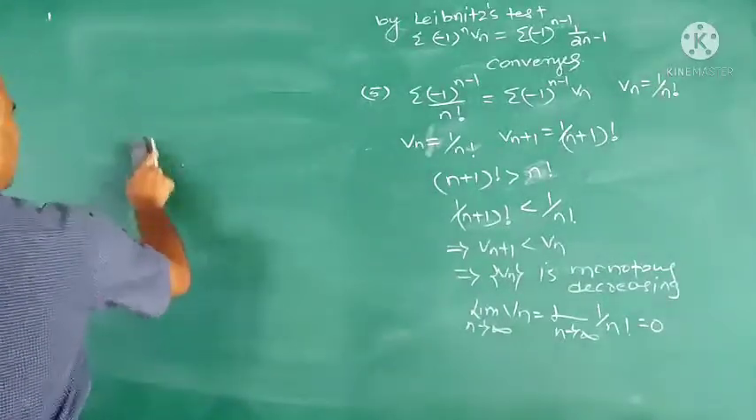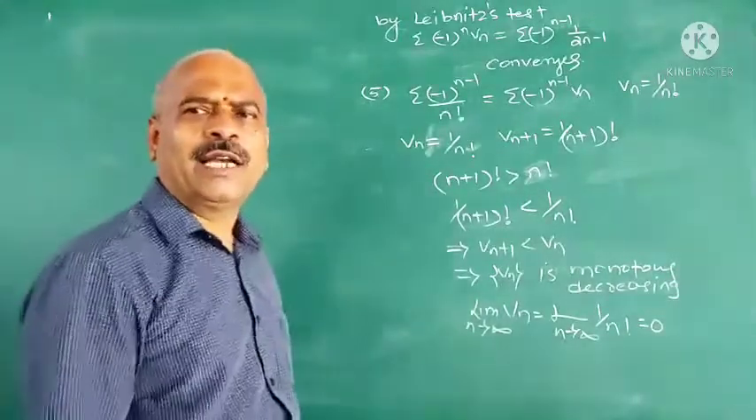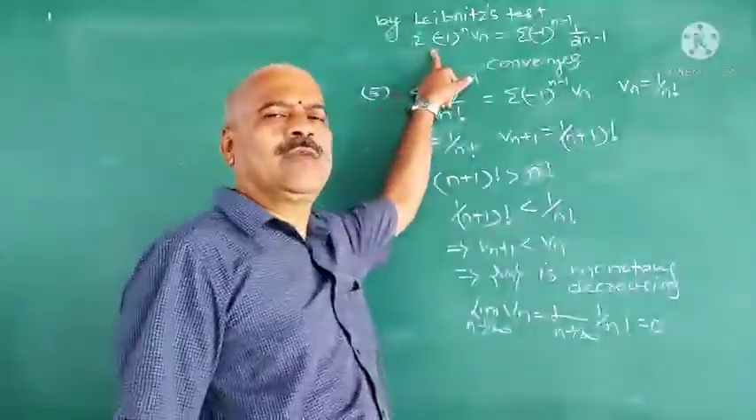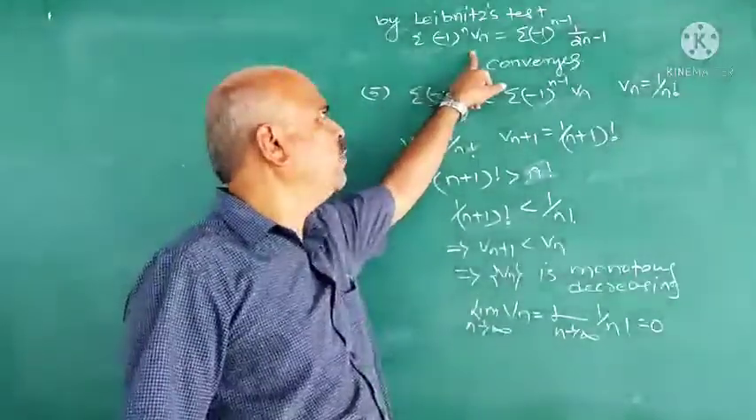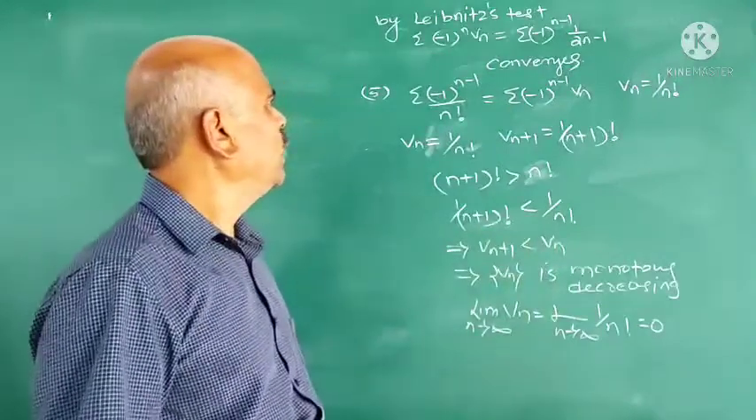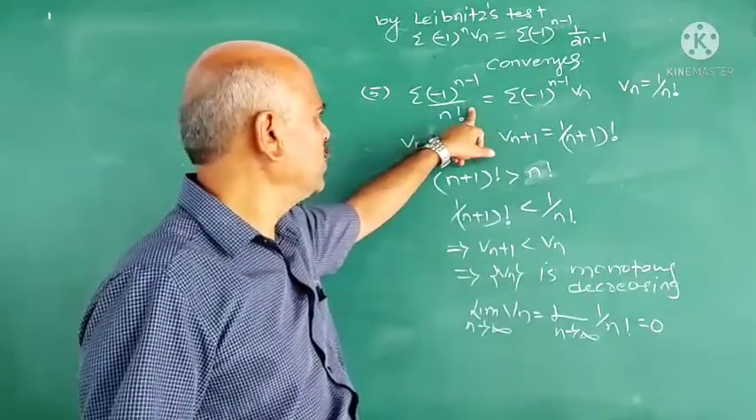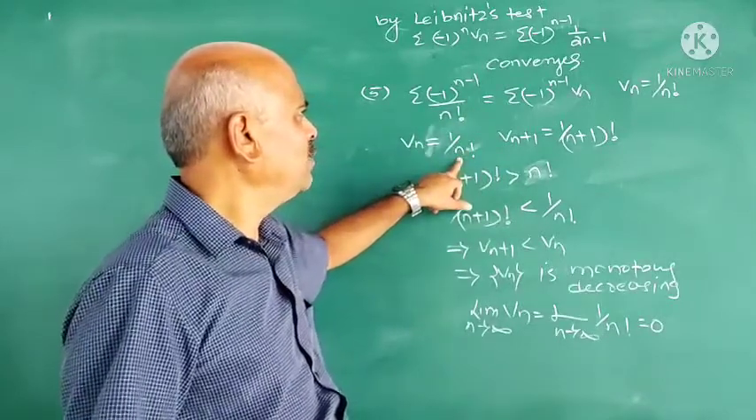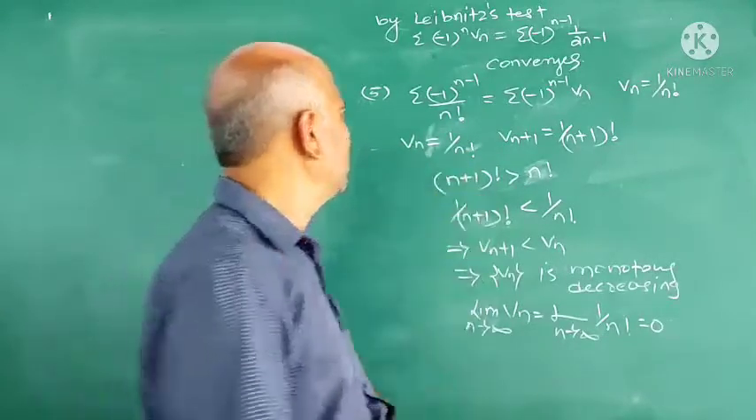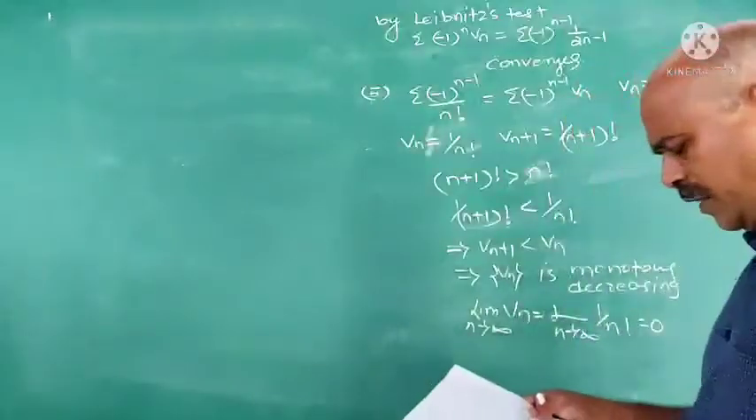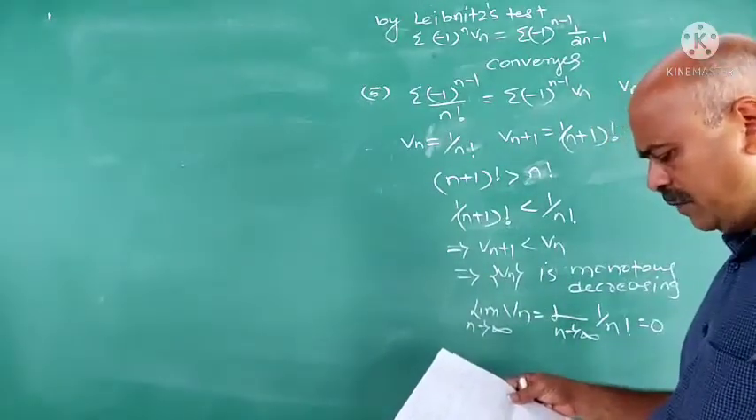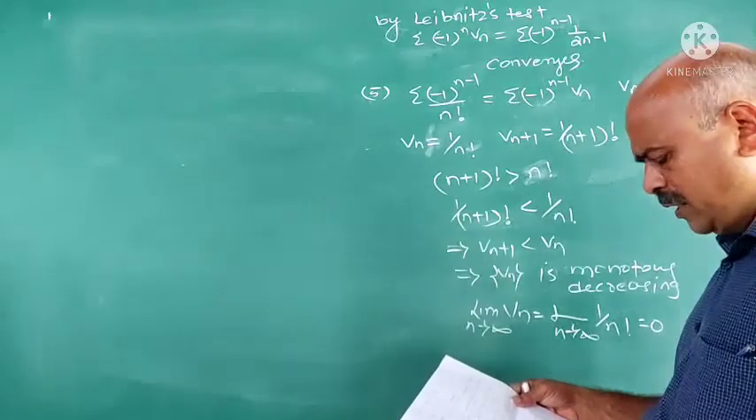First you have to write the alternating series in the standard form. What is the standard form? Sigma minus 1 raised to n minus 1 Vn. Or is it 1 upon n factorial? I go to the problem again. Minus 1 raised to n minus 1.